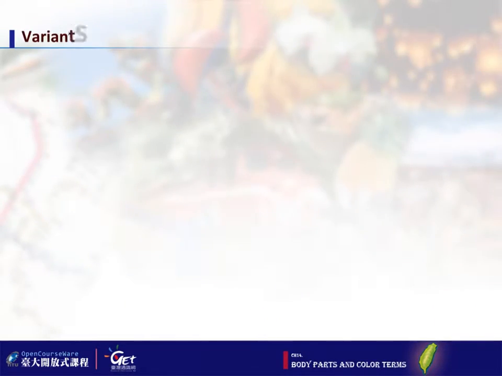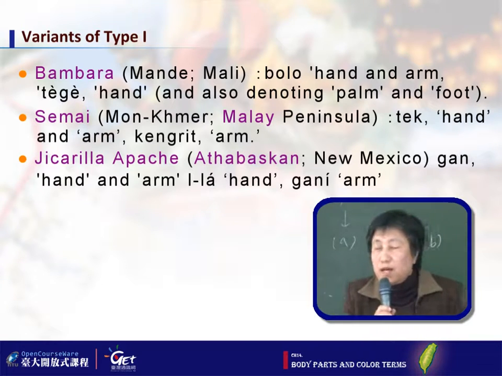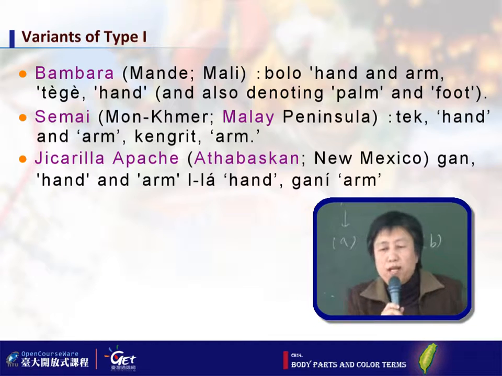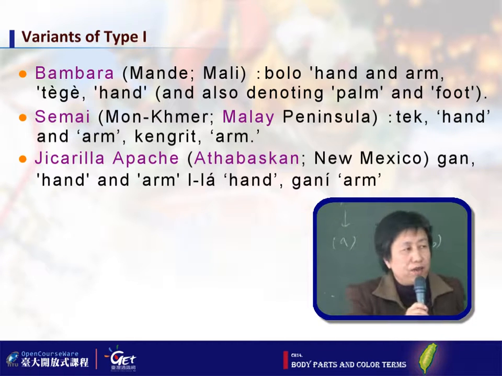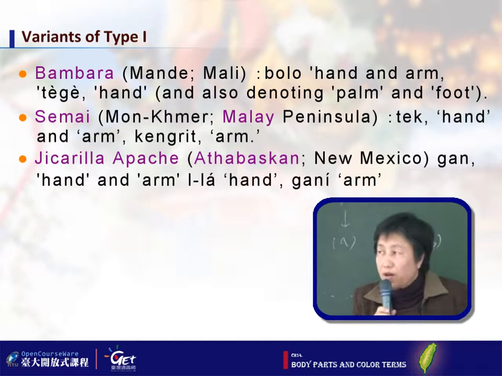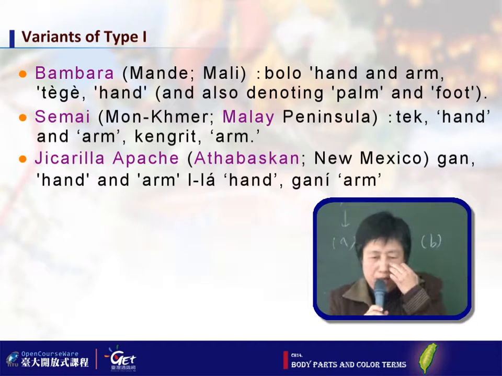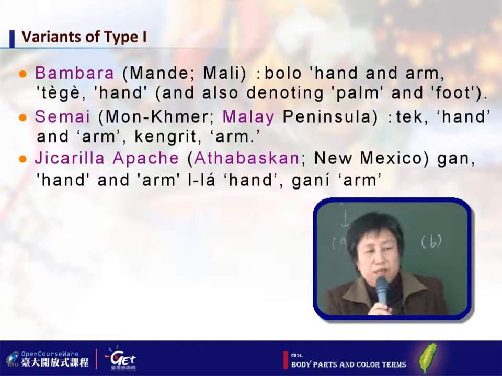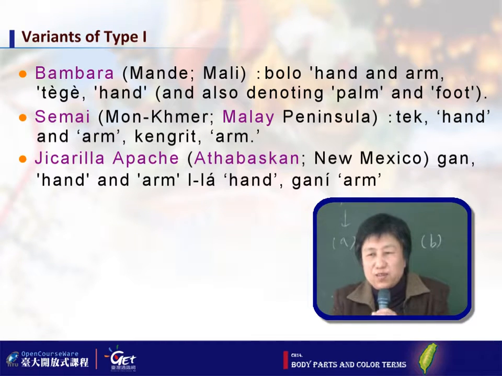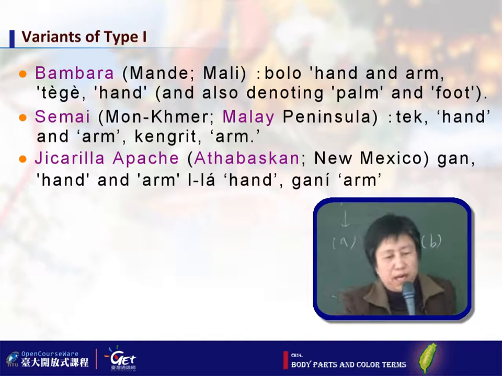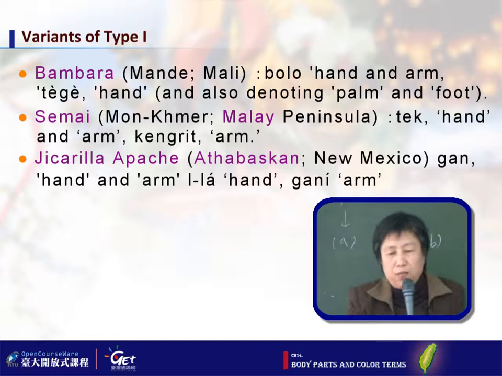Okay, and there are also variants of type 1. Type 1 is using the same one. That is, sometimes they use hand and arm just referring to the collection of hand and arm, not individually. Okay, it could include both. Same thing in Chinese. Sometimes you say raise your hand, so actually you don't just raise the hand, it's the whole part of that. Okay, so that's what we mean by variants of type 1.